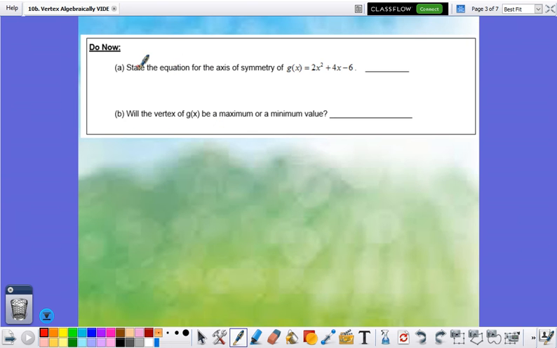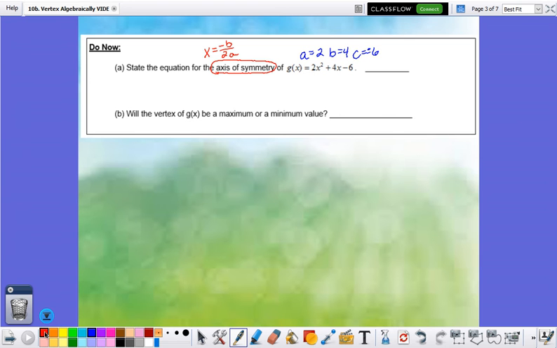The do now says, let's state the equation for the axis of symmetry of the function g of x equals 2x squared plus 4x minus 6. Remember, the axis of symmetry formula is x equals negative b over 2a. So first, let's identify each of our coefficients. A is 2, b is 4, c is negative 6.